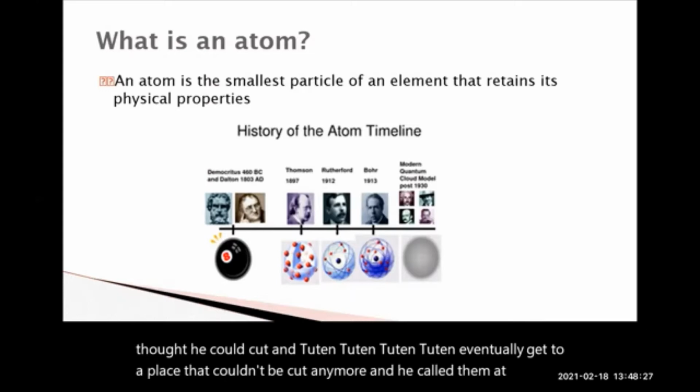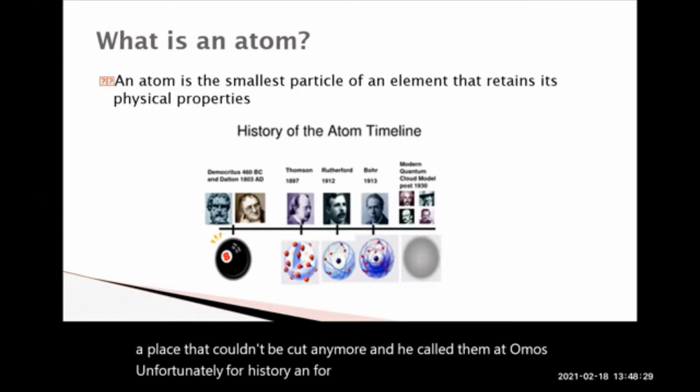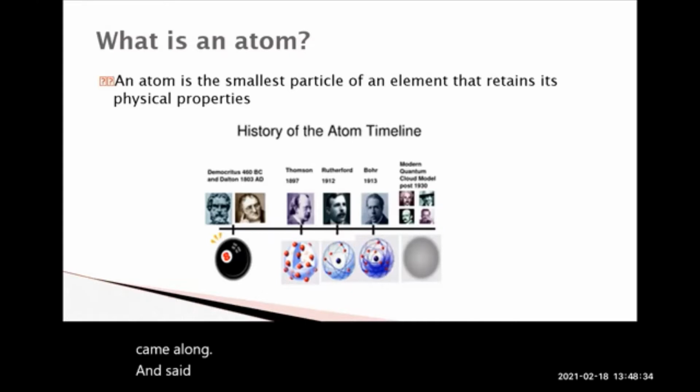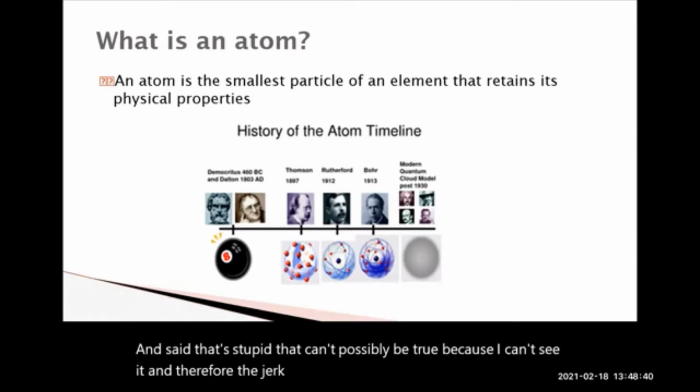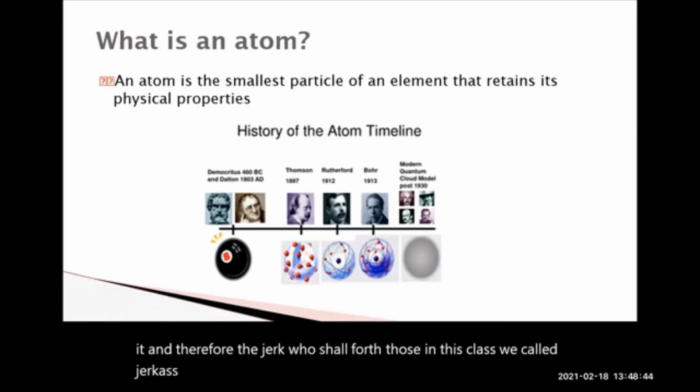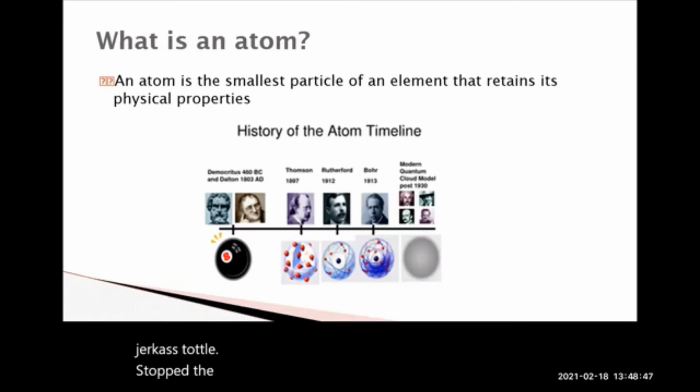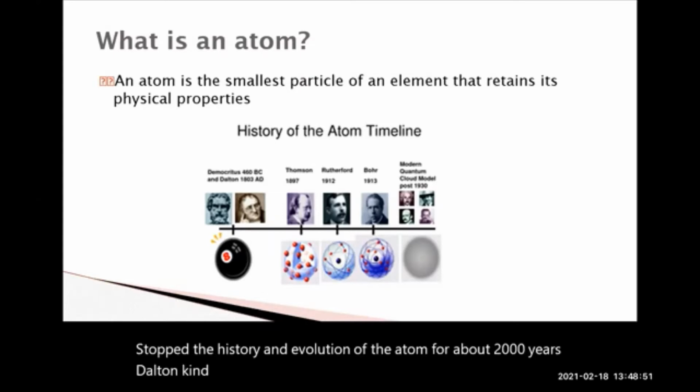Unfortunately for history and for science and for chemistry, Aristotle came along and said, well, that's stupid. That can't possibly be true because I can't see it. And therefore, the jerk, who shall henceforth in this class be called Jerkistotle, stopped the history and evolution of the atom for about 2,000 years. Dalton kind of rethought about it.